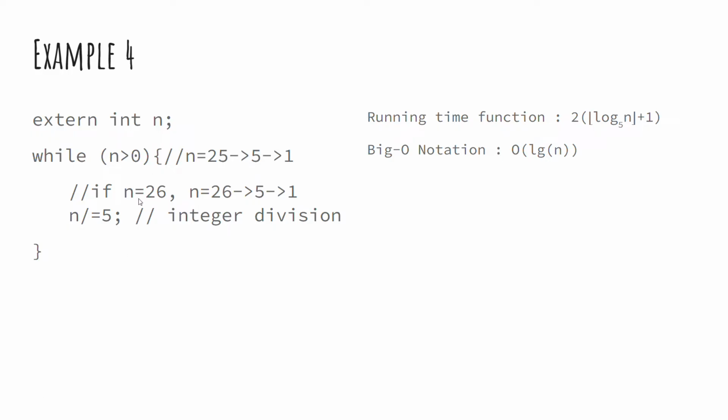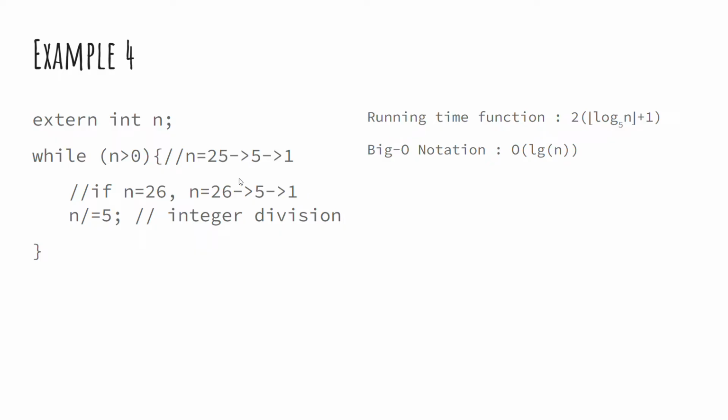And similarly for n equals 26, we get again 3 iterations, because n equals 26, and then 26 divided by 5 would give us 5, and then 5 divided by 5 would give us 1, and then 0. So it's again three iterations of the while loop. And for every iteration we again have two operations, because n divided by equals 5 means that you're first dividing n by 5 and then assigning that value back into n. And so the running time function in this case comes out to be 2 times the floor function of log n base 5, plus 1.